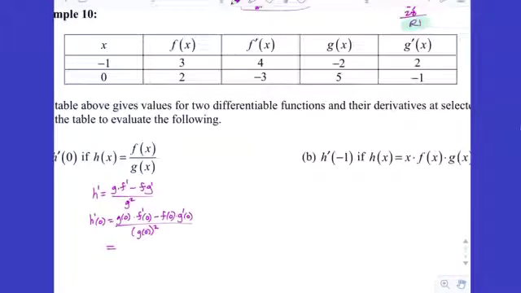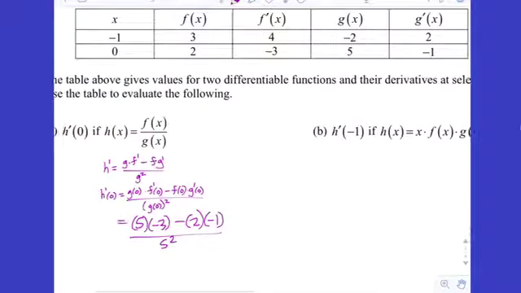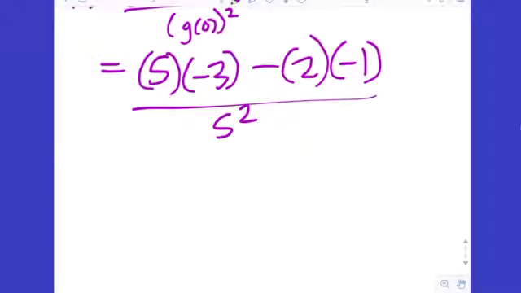So here we go. We'll plug the values out of the table. g of 0 is 5. f prime of 0 is negative 3. Minus f of 0, which is 2, times g prime of 0, which is negative 1. All over g of 0, which is 5, squared. So it's not difficult to pull them out of the table, but you can, by the same token, make careless mistakes rather easily as well. Is that a good place to stop on a free response?